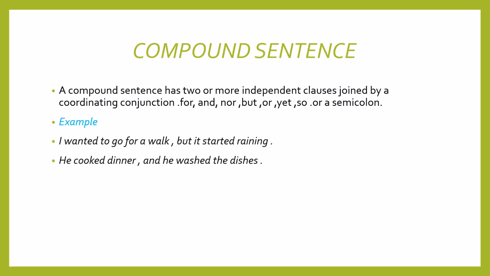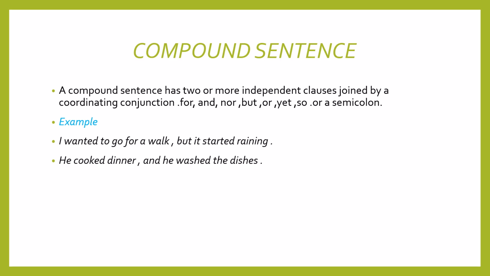Compound sentence. A compound sentence has two or more independent clauses joined by a coordinating conjunction. So we have two complete sentences. We understand the meaning. We have complete thoughts. All right. So two sentences. We join them using a coordinating conjunction. Those are the only coordinating conjunctions that we can use to connect two independent clauses. All right, so we have for, and, nor, but, or, yet, and so.